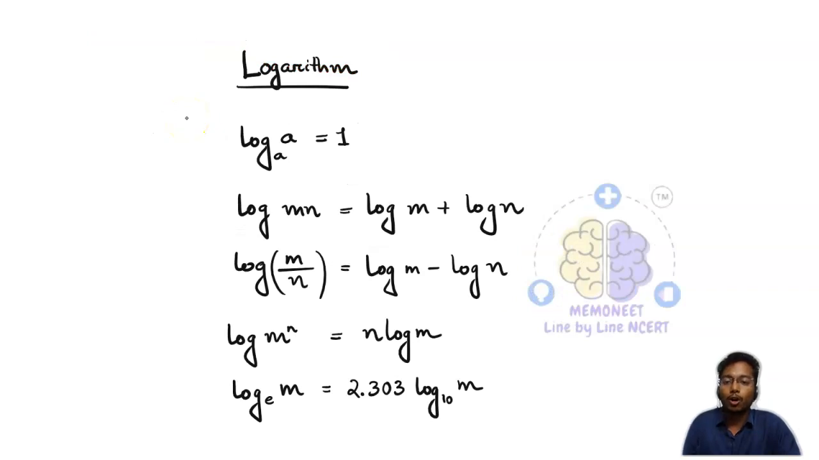Logarithmic values here: log a base a is equal to 1, log mn is equal to log m plus log n, log m upon n is equal to log m minus log n, and log m to the power n is equal to n log m. Here the power will be the coefficient, and log m base e will be equal to 2.303 log m base 10. Okay, so this is the logarithm value.